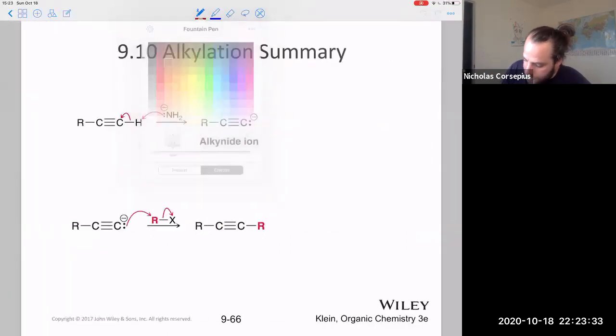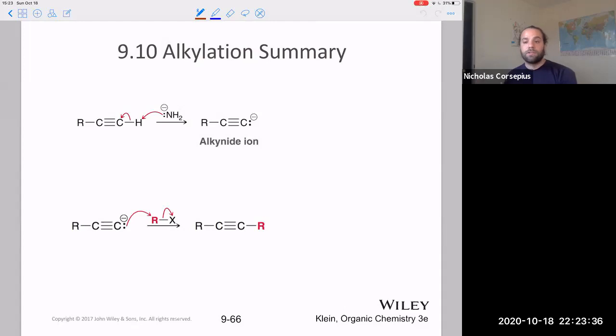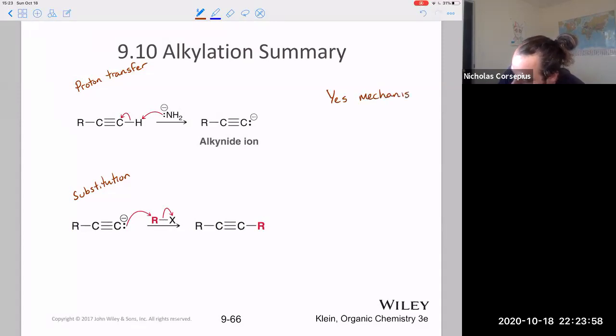Okay, so just to summarize here, these are really these 2 different reactions that we learned. First was proton transfer of that terminal alkyne, and then substitution, right? So yes, you should know the mechanism for both of these. This one was covered in chapter 3, and this one was covered in chapter 7, right? So we've done proton acid-base reactions, we've done substitution reactions. These are mechanisms that you should just already know.